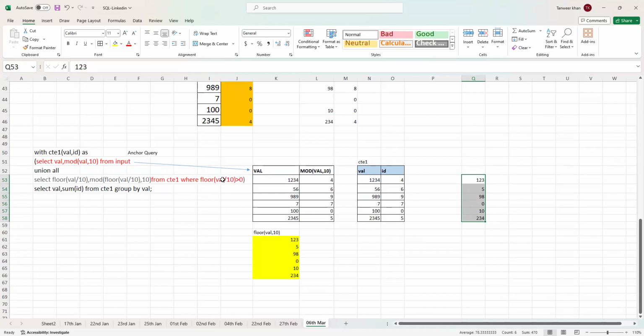Now for this, what are you trying to do? You are telling it to find floor of val comma 10. So it will derive floor of val comma 10, and then you're telling it to find mod of this floor val comma 10, comma 10. So now for each and every record, like you have 1, 2, 3, 4, right? For this value, the engine will derive floor of val comma 10. I mean this one.